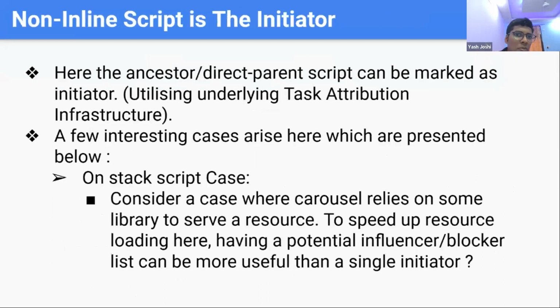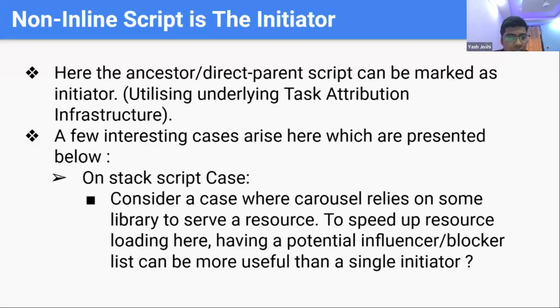Things get a little more complex where we have a non-inline script as the initiator. What we can do here is utilize the underlying task attribution infrastructure to directly point to the parent script that initiated the fetch for this particular resource. But things can get complex, because there can be multiple scripts that influence a single resource being loaded, and we identify a subset of cases where having a potential list of blockers versus a single initiator might be much more beneficial. We can look at examples to understand this.